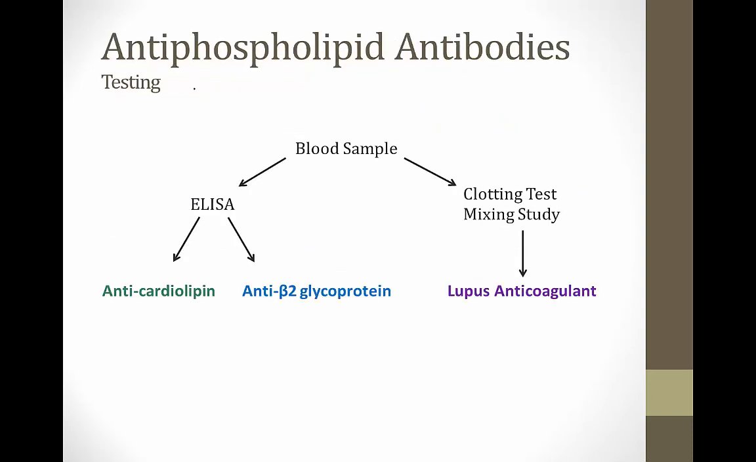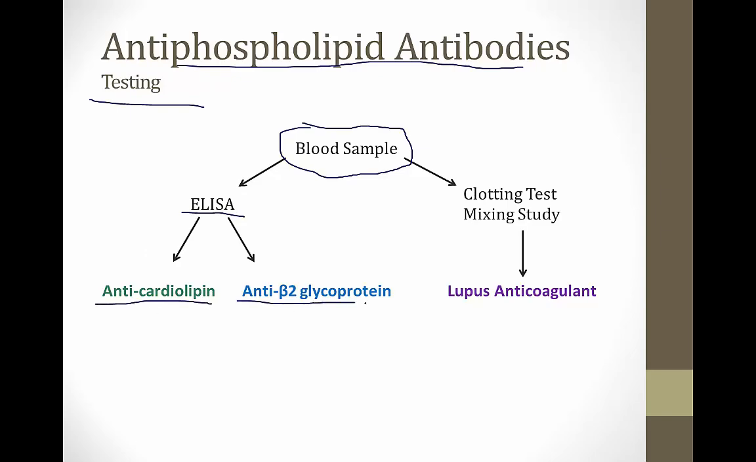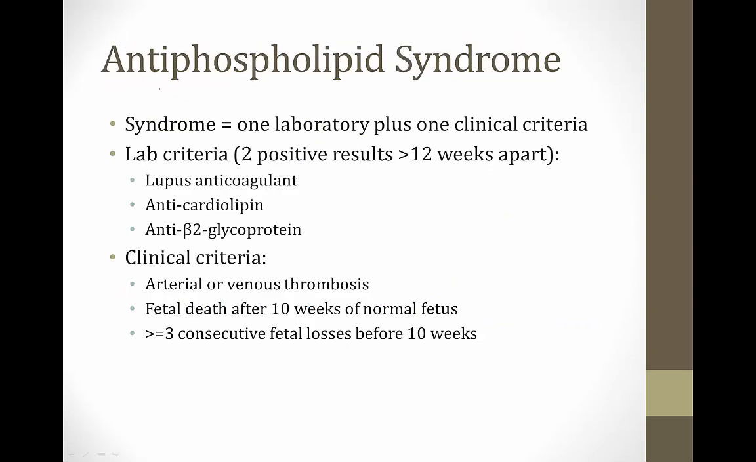So here's a summary of the testing that can be done to detect the presence of antiphospholipid antibodies. It all begins with a blood sample. ELISA testing can be used to identify the anticardiolipin and anti-beta-2 glycoprotein antibodies. Then a clotting test and a mixing study is usually done to identify the presence of a lupus anticoagulant. A lot of patients have antiphospholipid antibodies but do not have the antiphospholipid syndrome. In order to have the syndrome, you need to have one laboratory plus one clinical criterion.